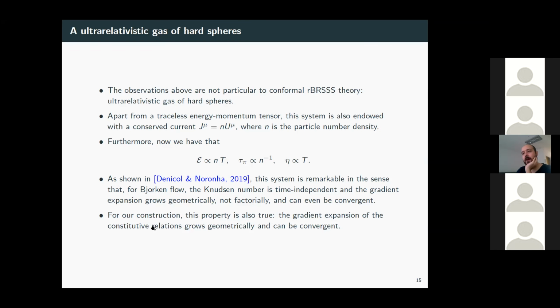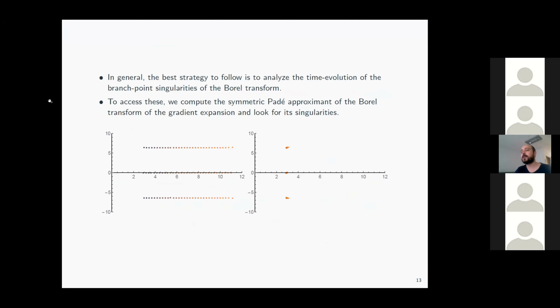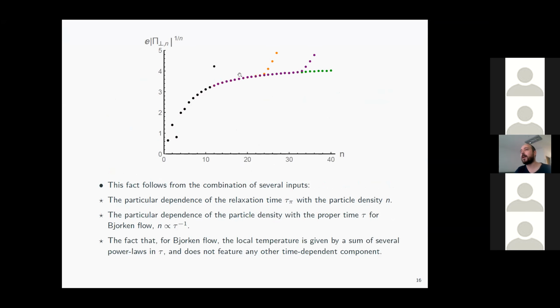It turns out that for our construction, this property that these authors discovered is also true. So the gradient expansion in this model for Bjorken flow also grows geometrically and can even be convergent. And here I have an example showing this very fact for you. This plot is the equivalent of these other plots that I have here, but the only difference is that I'm choosing a particular time. So this is basically the gradient expansion for Bjorken flow, starting from some initial condition, at a given time.